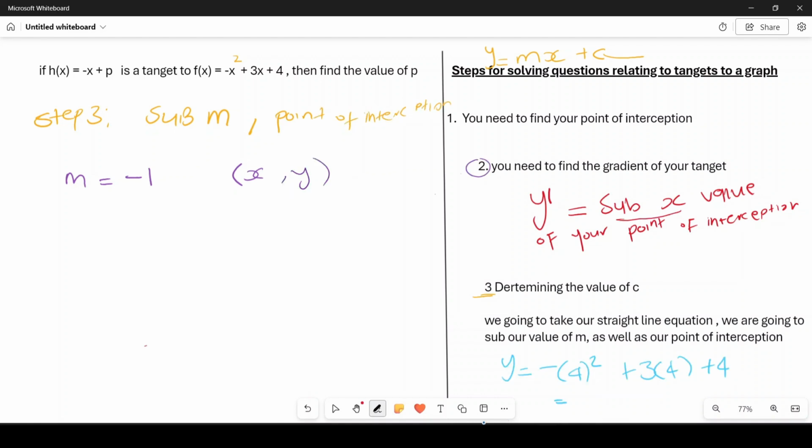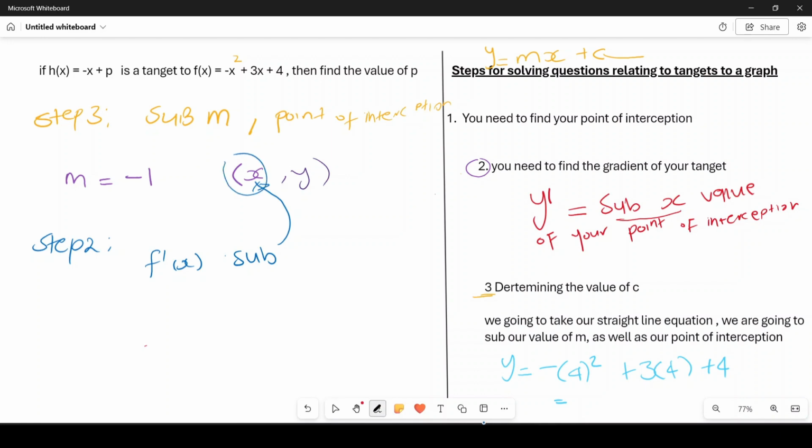Now, I know that my gradient is equal to -1, and I'm trying to find this point of interception. I'm going to make use of what I have. Now I have my gradient, so I can make use of step 2. Remember, how did they find this gradient? They took the first derivative of f of x, and then they substituted the x value of my point of interception, which is this value I'm looking for right over here. So making use of this step, I can calculate this x value.